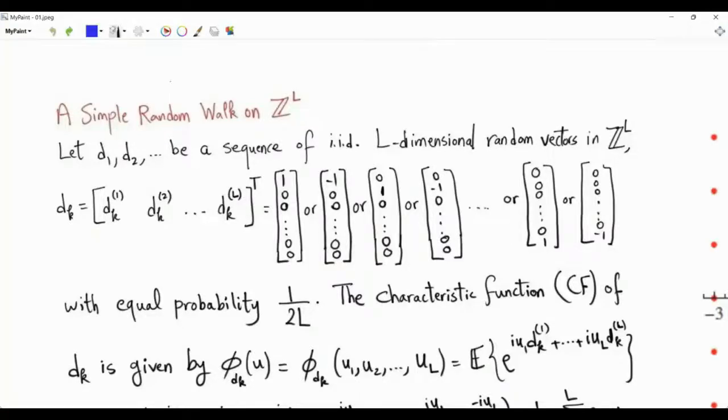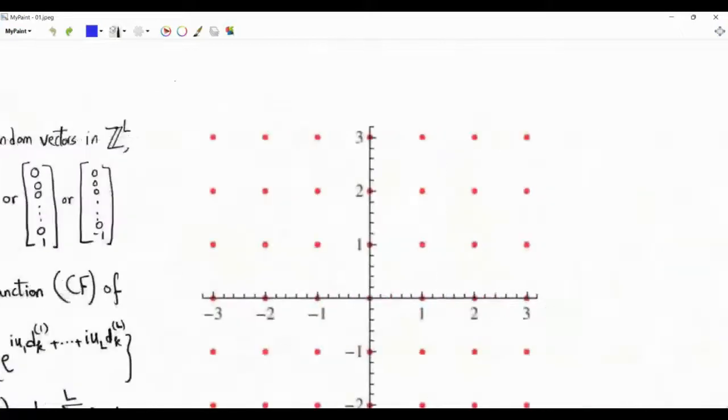Bismillah ar-Rahman ar-Rahim. This video is about the simple random walk on the L-dimensional integer lattice. If L is equal to 2, we have 2 dimensions. We start the walk at the origin, the point (0, 0). Then to our current position, we add one of 4 possible vectors.